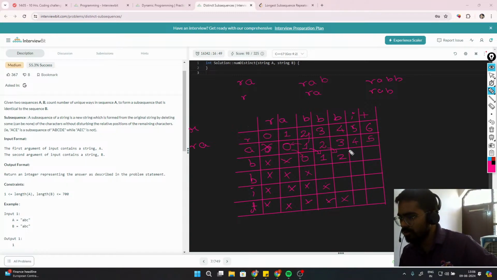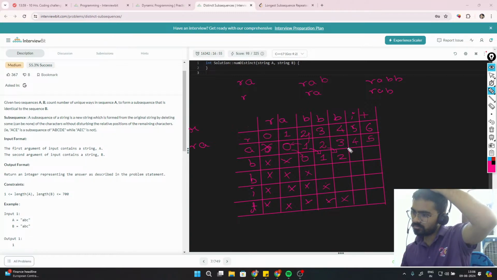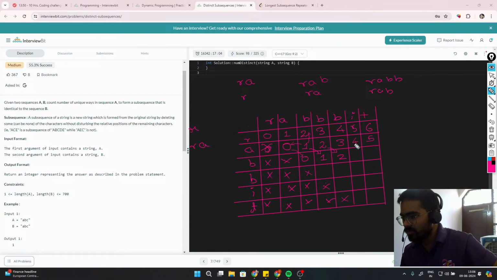B and I did not match. So max plus 1, that is 3. RA triple BI. B and T did not match. We'll make minimum of both plus 1, that is 4. That means what? We have RABBBIT and we had only RAB. So we need to remove these all 4 characters.